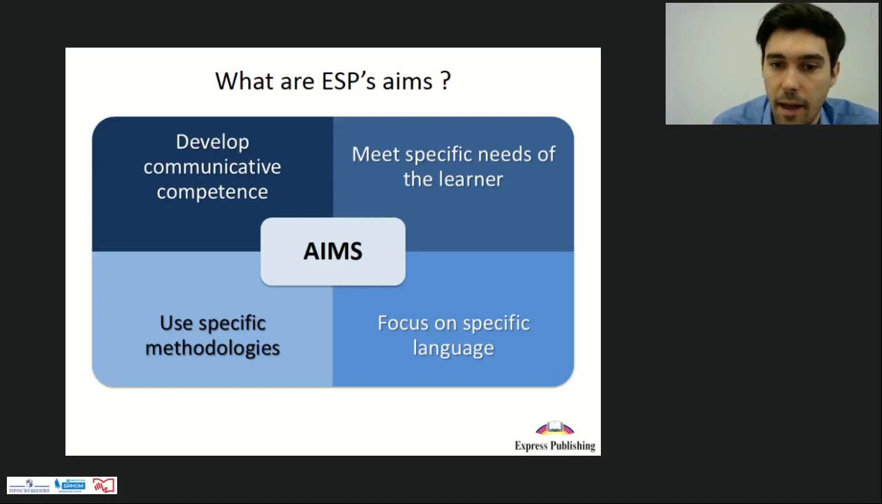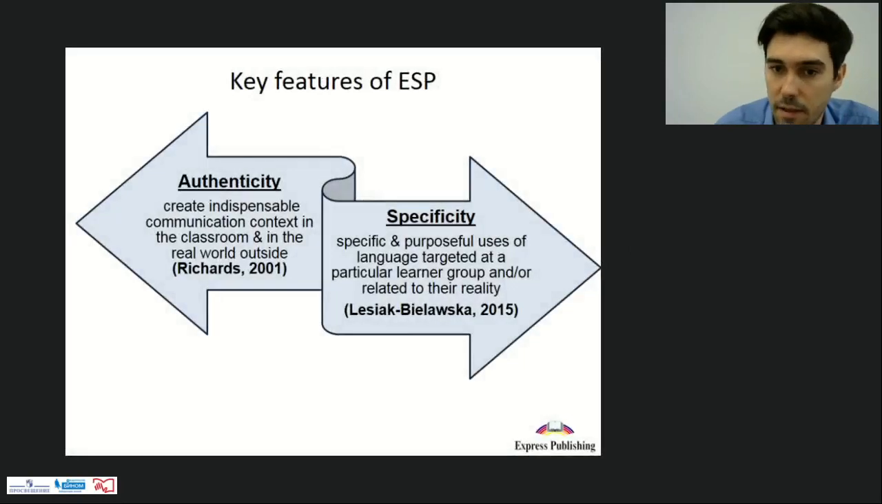Our final point, our aim is also to focus on specific language. Each ESP learner is going to require a certain amount of topic-specific vocabulary to operate and communicate effectively in their job. So the aim of an ESP course is to provide the learners with this specific language and structures that they will need in their future employment. So these are some of the aims that we've been talking about for ESP. Together with specific aims, many ESP courses also have some very specific characteristics.